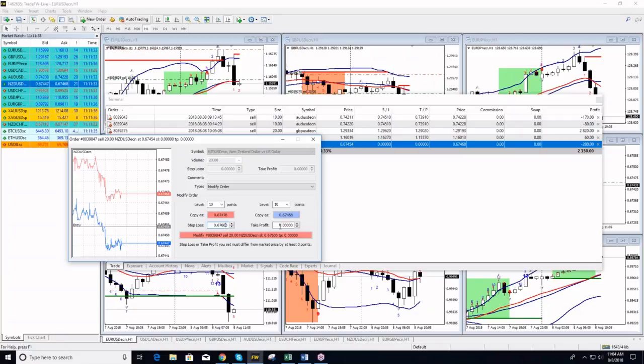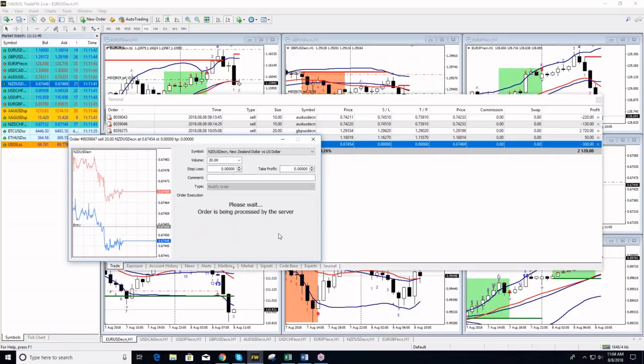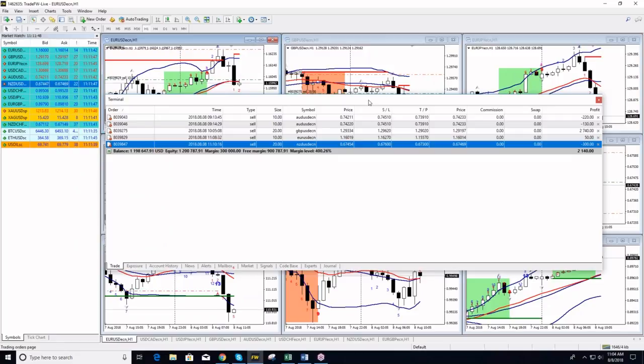67.60, and my take profit is 67.30. Okay, there we are. There we go. Okay, nice. We will see if we will make money. I think that we will make money today.